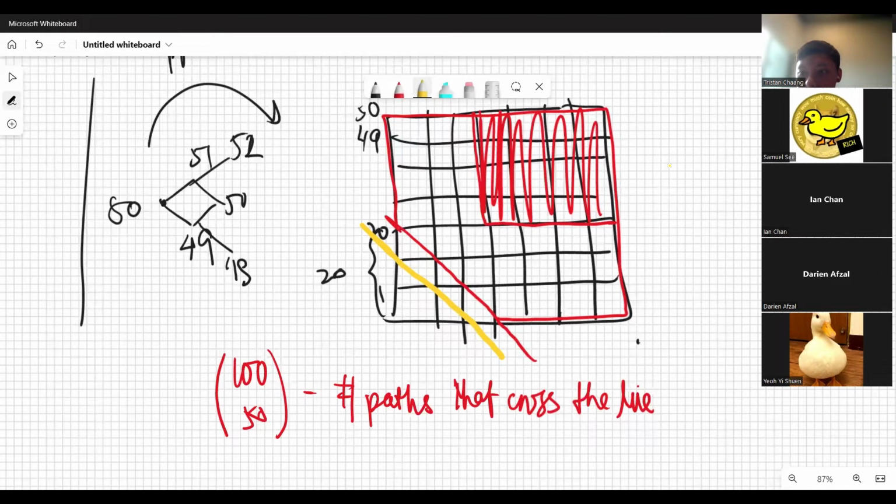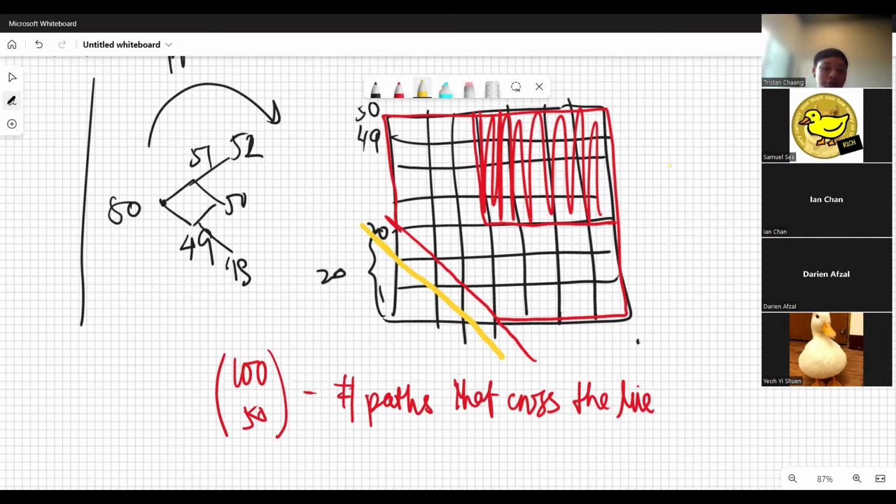How to get to the 50 starting from points in the band area. Okay, but in the band area there are many points. There are around 20 squared over 2 points, right? Because the side length is a 20 by 20 rectangle. But you can't possibly add up that many sums. The border of the band area. Okay.